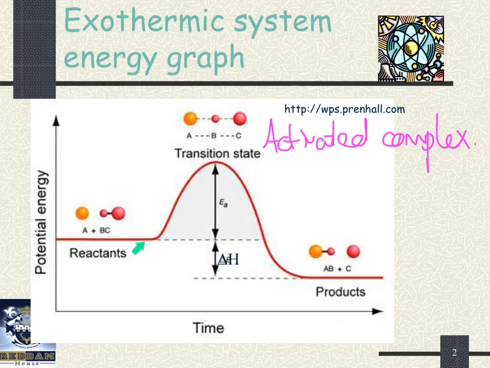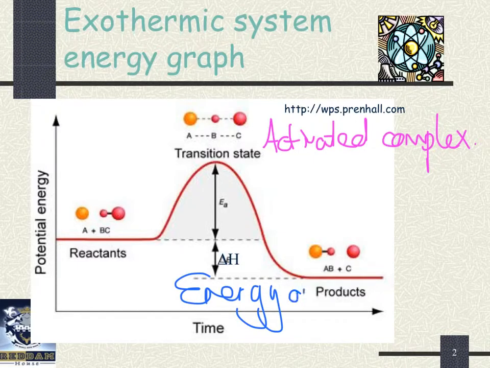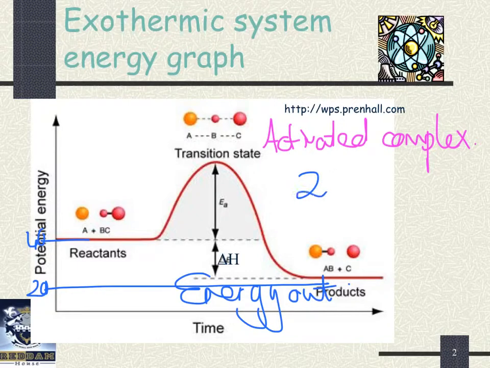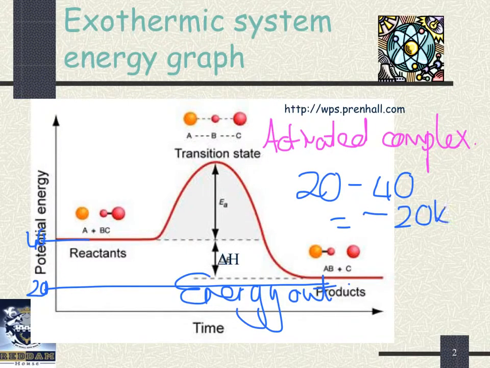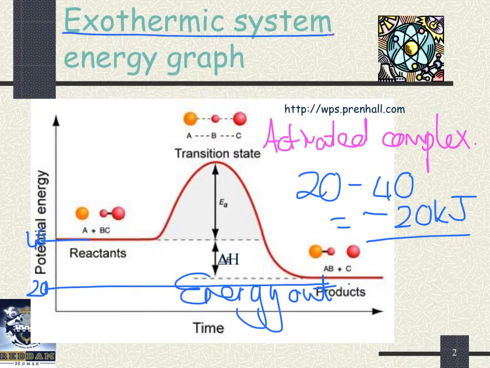The energy of the reactants is greater than the energy of the products. What does that mean? That means that I have got rid of some energy. Energy has come out. And that energy out means it's an exothermic reaction. If I took the energy of the products, let's say it was at 20, and the energy of the reactants was, let's say, at 40, I would say 20 minus 40 gives me minus 20 kilojoules. So when I have got an exothermic reaction, the delta H value is going to be negative.